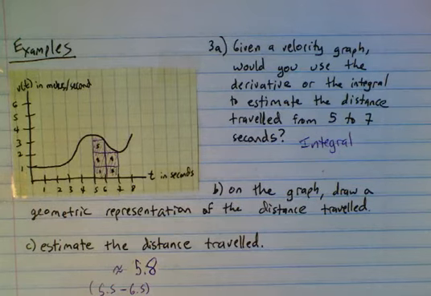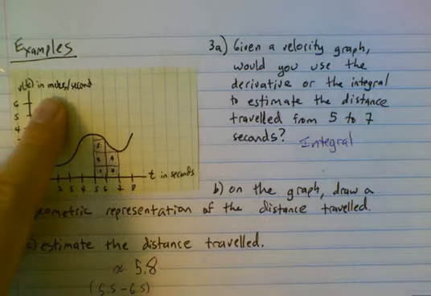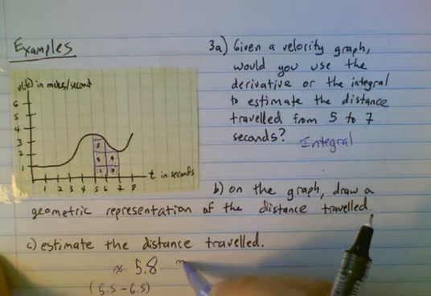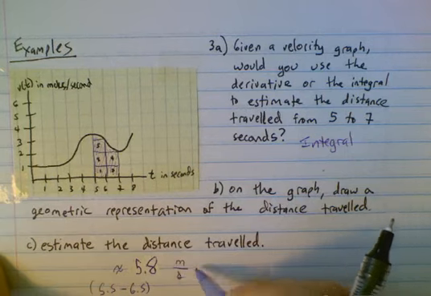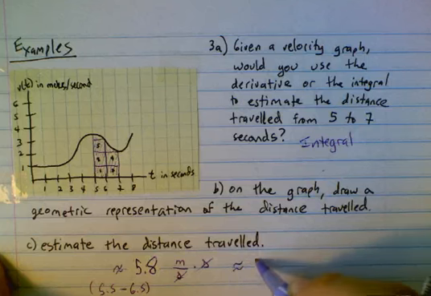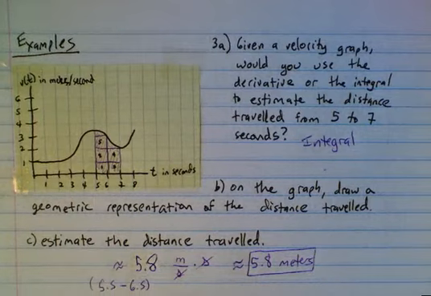However, it's going to be very, very important to have the units. So this is area. Units are going to be meters per second times seconds. Seconds cancel out. Or approximately 5.8 meters.